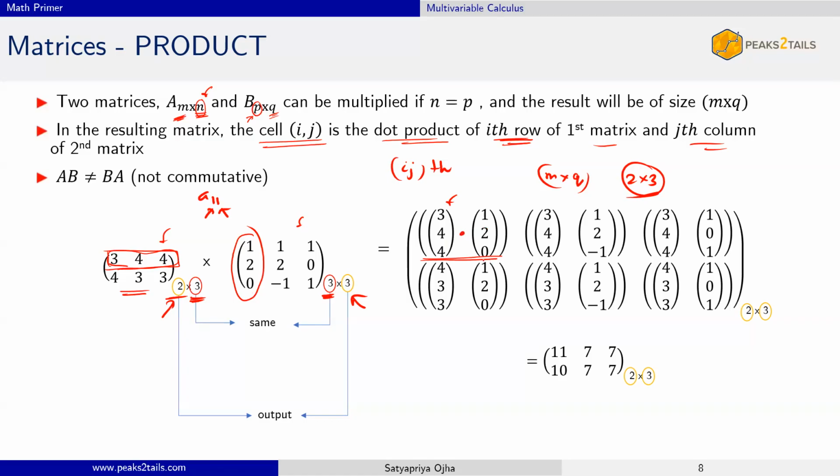Okay. Similarly, let's talk about this cell. How do I reference this cell, guys?